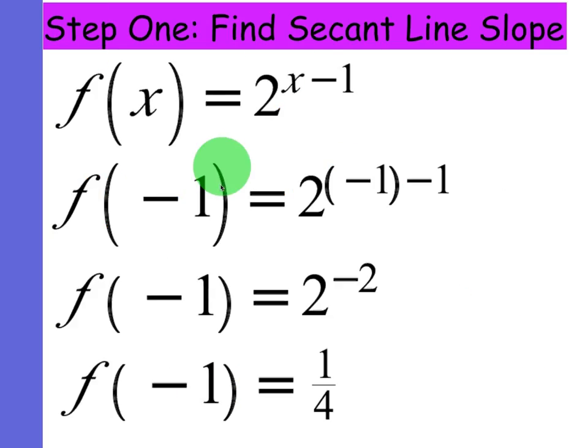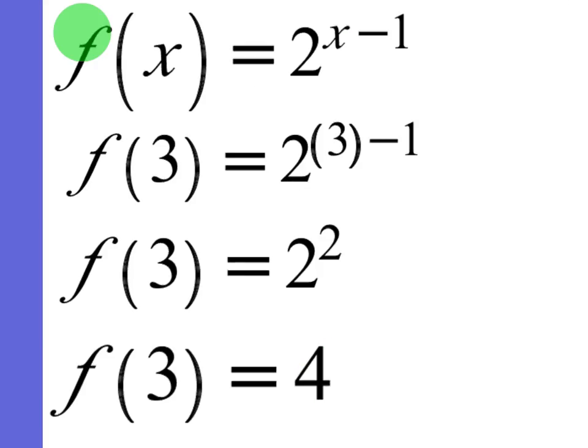First thing you're going to do when applying the mean value theorem is find the secant line slope. So the interval they gave us was -1 to 3, so we need to figure out the y value at -1 first. Plug this in. We get 2 to the negative 2, which is 1/4. So that's our first point, (-1, 1/4). Second y value, we figure out plugging in 3. We get 4 back. So the second point is (3, 4).